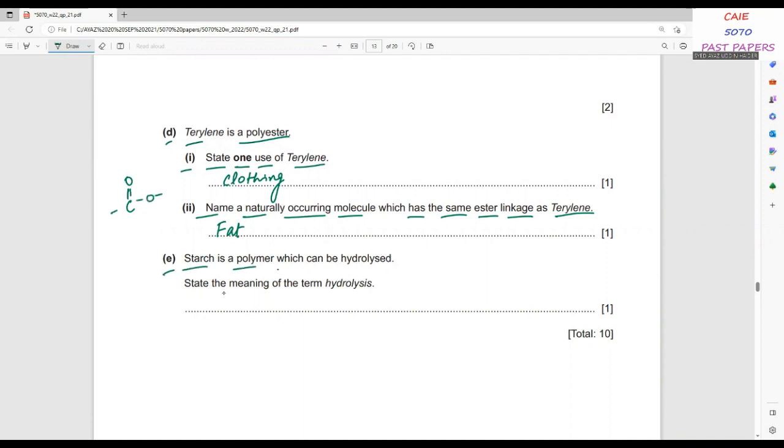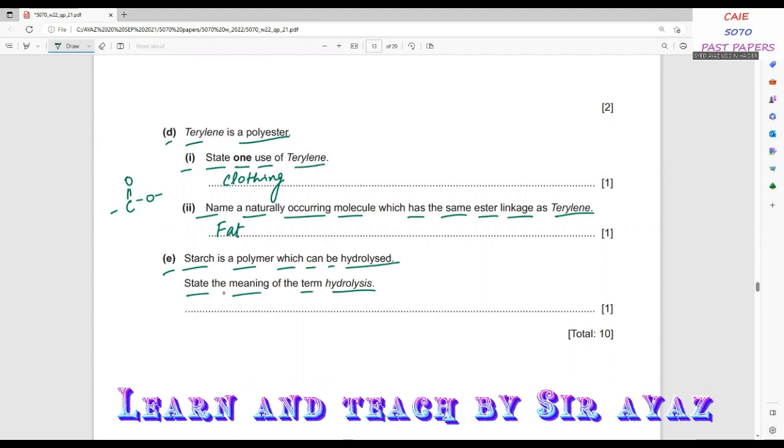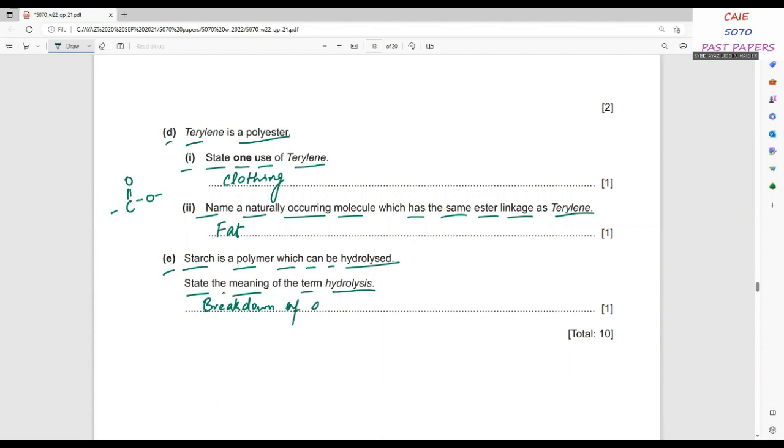E. Starch is a polymer which can be hydrolyzed. State the meaning of the term hydrolysis. Hydrolysis means breaking down of a substance by water, acid, or alkali. Breakdown of a substance by water, acid, or alkali. You can even refer the ions for acid H positive, alkali it's OH negative.